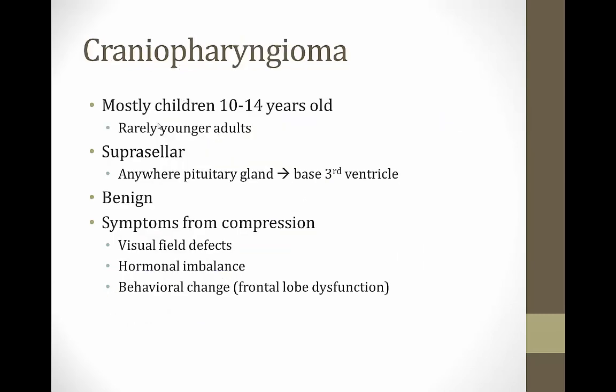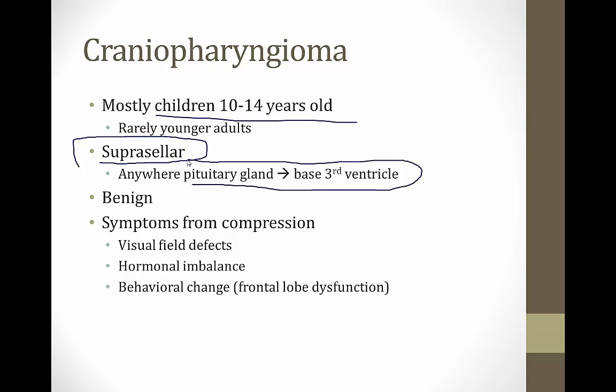Craniopharyngiomas are very rare tumors that usually affect children about 10 to 14 years old. They're called suprasellar because they occur above the sella turcica, and recall the sella turcica is the depression in the skull where the pituitary gland sits. So these tumors can occur anywhere from the pituitary gland up to the base of the third ventricle. They're benign, so they don't usually harm you from metastases, but the problem is they can compress important structures.